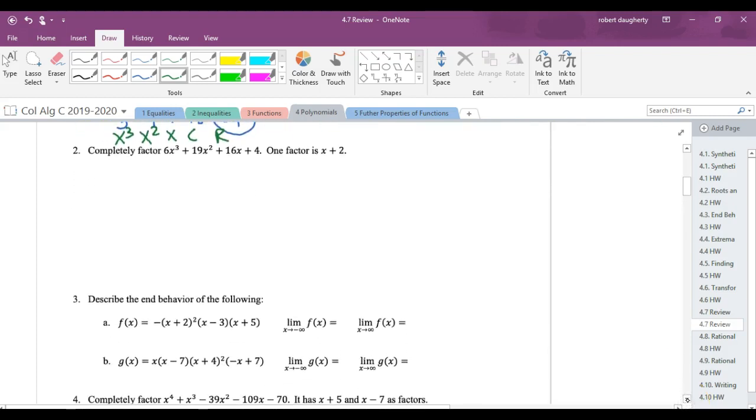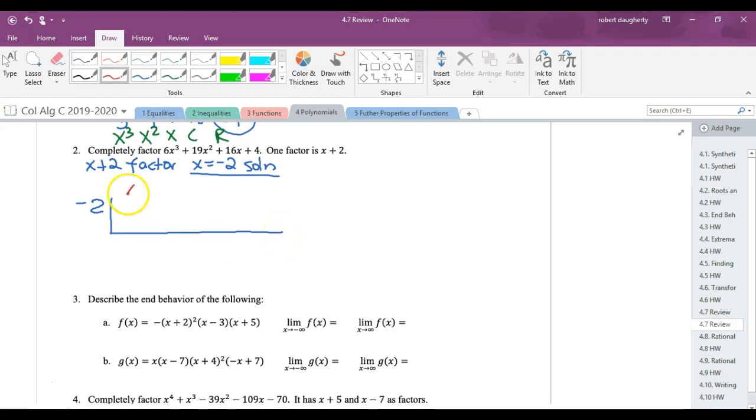Completely factor this 3rd degree polynomial given that one factor is x plus 2. So if x plus 2 is the factor, that's the same thing as saying x equals negative 2 is the solution. This goes on the outside of my synthetic division. This is a 3rd degree. I need something cubed, something squared, x, and constant. So I've got 6x cubed, 19x squared, 16x, and 4.